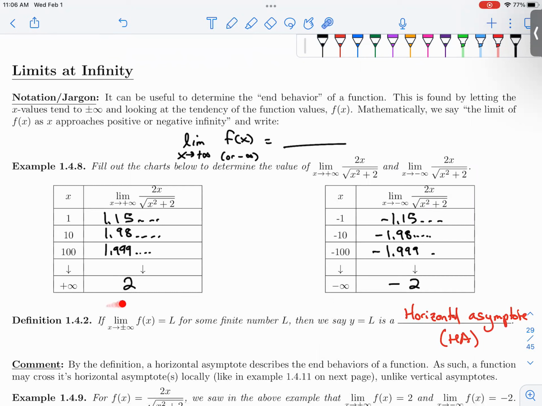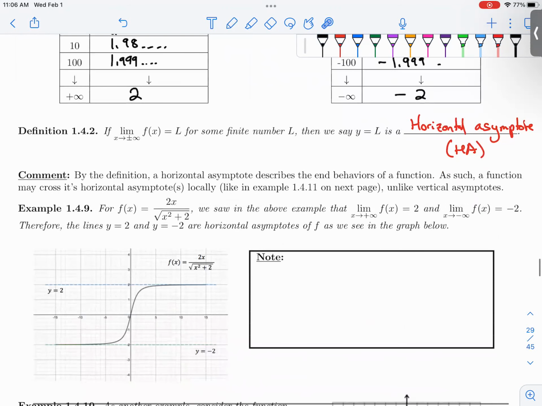When you approach positive infinity, you get the line y equals 2. When you approach negative infinity, you get the line y equals -2. And that's very, very clear from here. So this is the graph of the function y equals 2x over the square root of x squared plus 2. So the limit as x approaches positive infinity of f(x) is 2 and as x approaches negative infinity it is -2, therefore there are horizontal asymptotes.